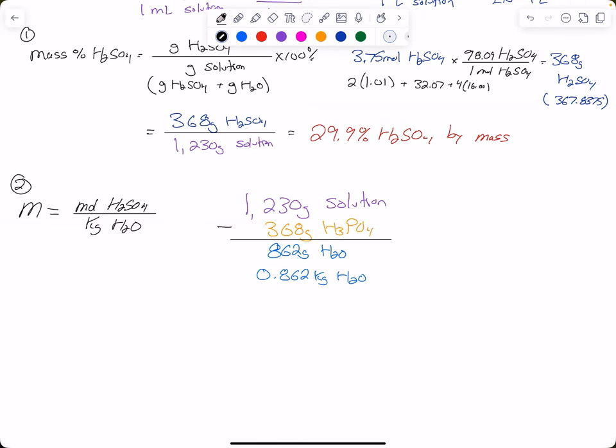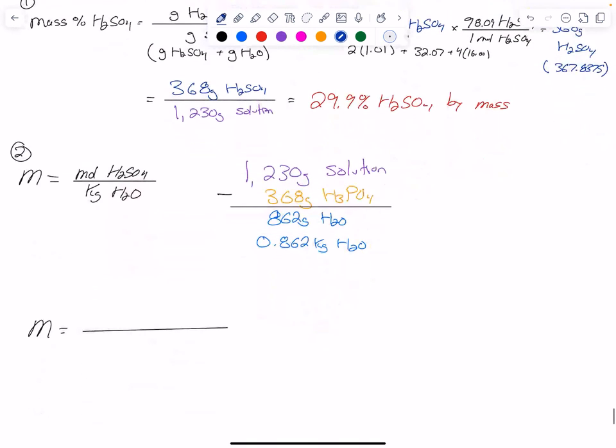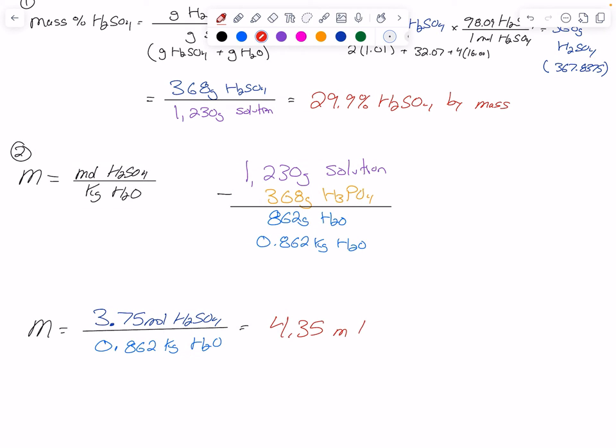So now we can do this. My molality would be what? Our moles of sulfuric acid, which is 3.75, over our kilograms, 0.862 kilograms of H2O. And our molality would be 4.35, is what I got. So that is how we do that one.